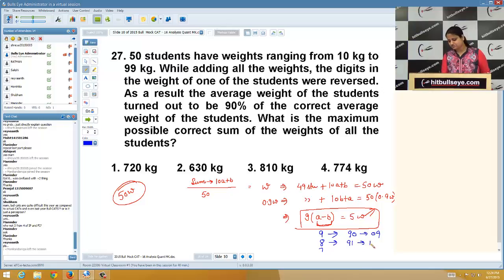8 is possible now. It can be 91 and 19. So previously the weight was 91, now the weight is 19. Now this is a permissible case, we can take that. If we take A minus B as 8, W will be 72 divided by 5, and the total weight will be 50W, so it comes out to be 720.